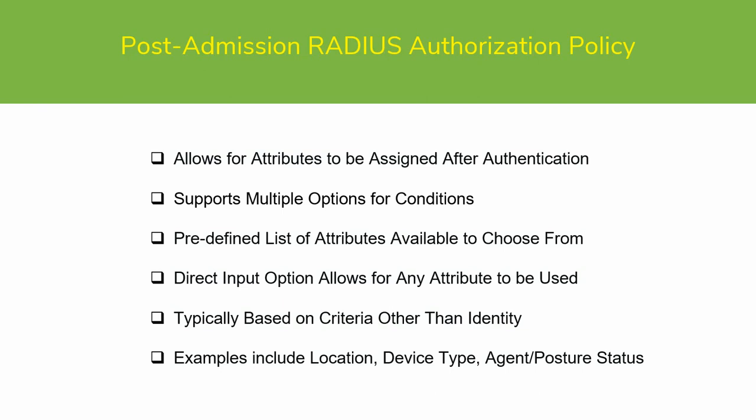This is typically used based on criteria other than identity. Examples include the location of a device, the device type, and the device agent or posture security status. For example, a device without an agent installed can be quarantined and prompted to install an agent via captive portal.